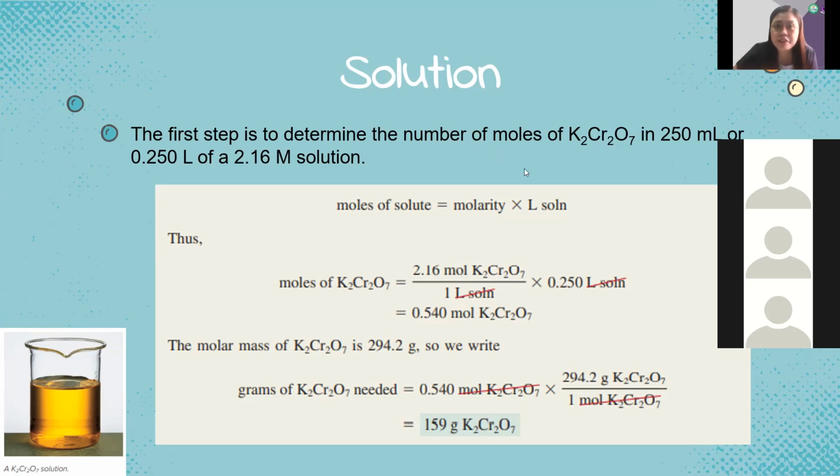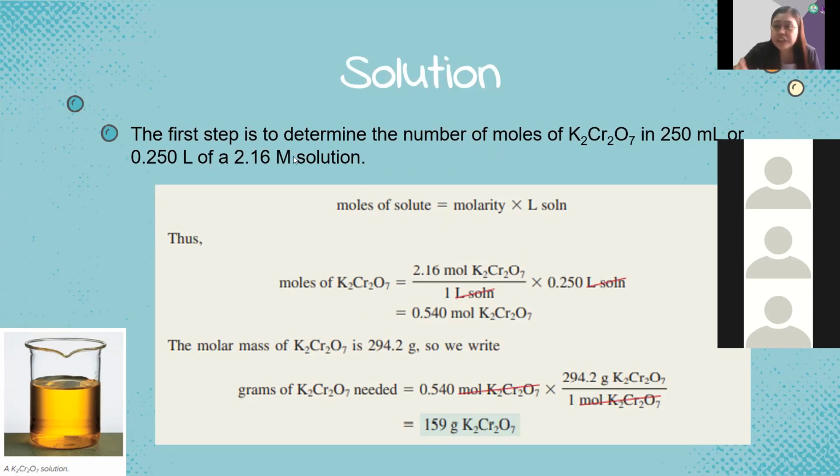We computed for the number of moles using the formula: molarity is equal to moles over liter. This formula is derived: moles is equal to molarity times liter of solution. So that's 0.54 moles of potassium dichromate.